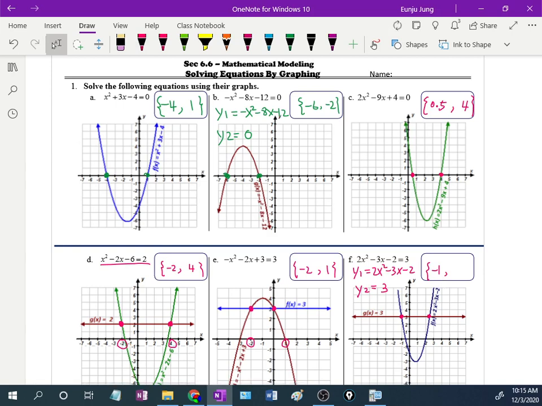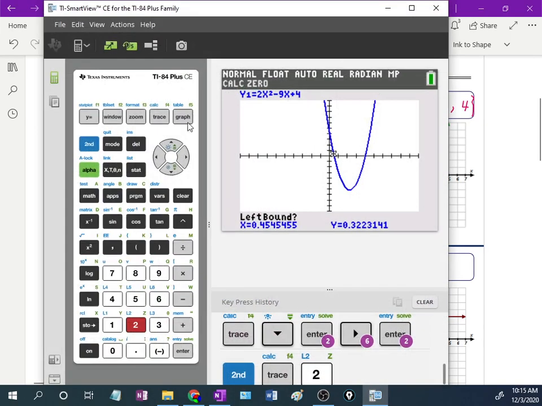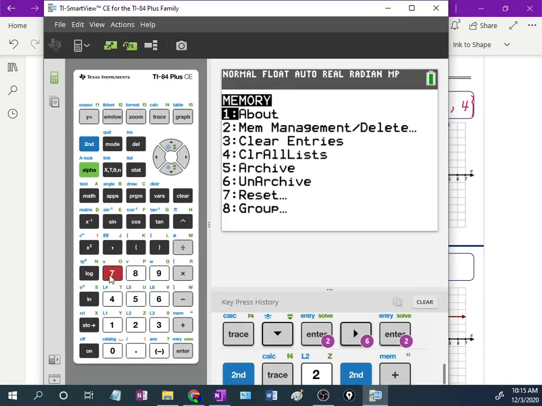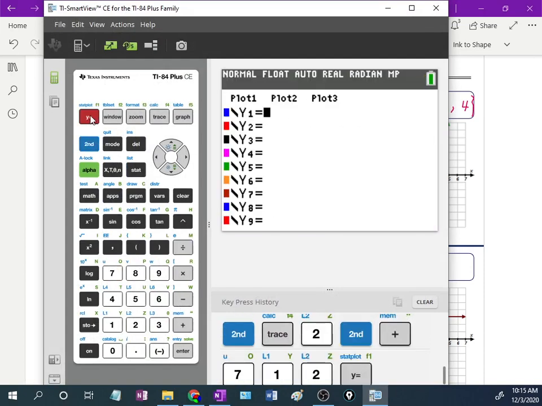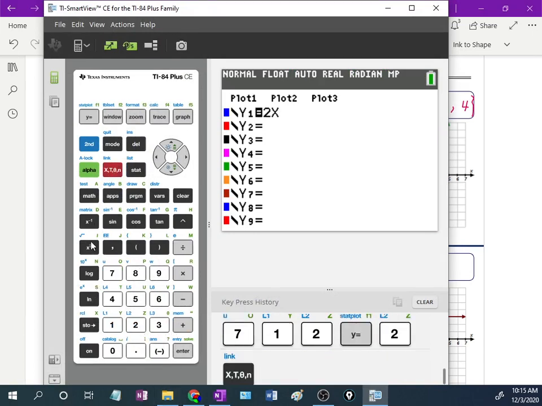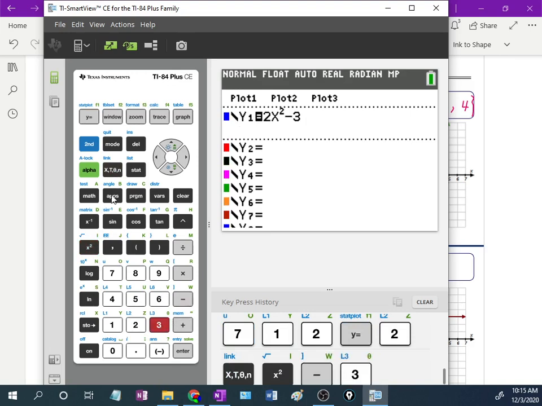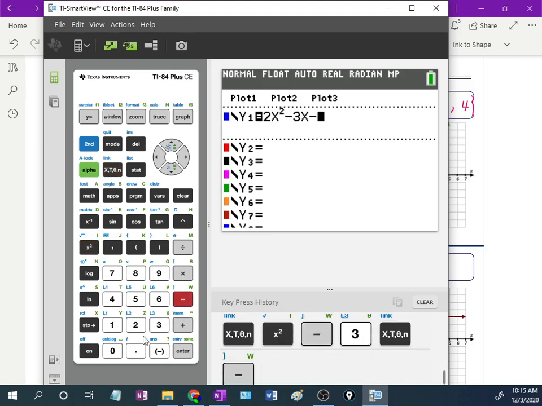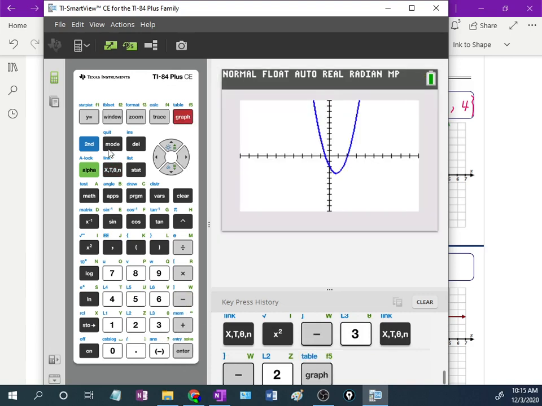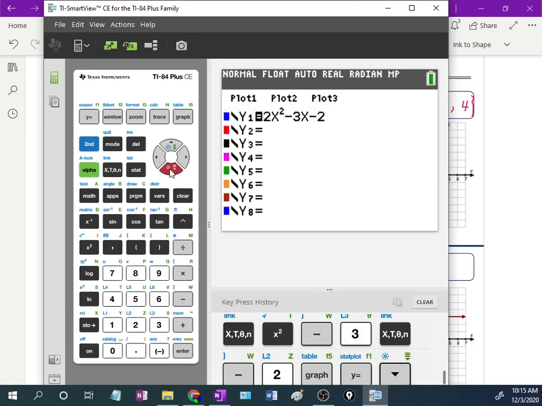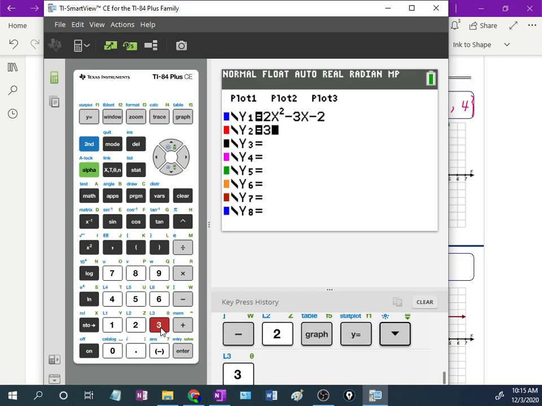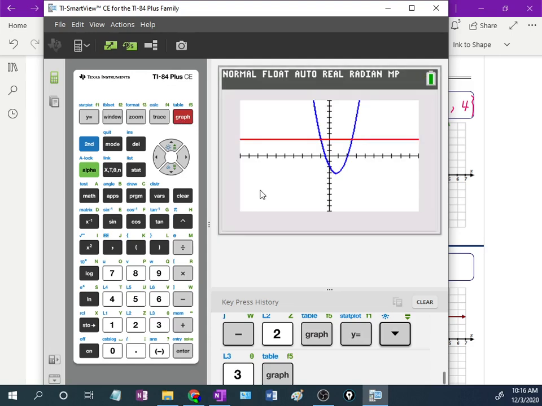Let's do the same way, okay? I'm going to type the left-hand side as y1, right-hand side as y2. So let me clear it. Second plus 7, 1, and 2, clear all. And then let's put left-hand side 2x squared subtract 3x minus 2, and then when you graph, you got parabola only, right? And let's go down, and then let's put right-hand side the number 3. So this will be a constant function y equals 3. So let's graph both of them.